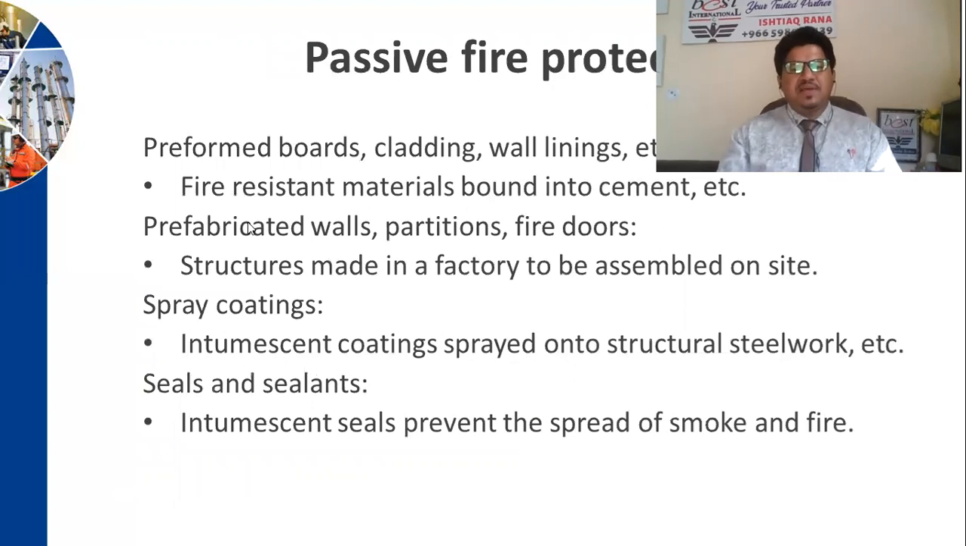Now, what is passive fire protection? It is preformed boards like cladding, wall linings, fire-resistant materials bound into cement, fabricated walls, partitions, fire doors, etc. Structures are made in a factory to be assembled on site, along with spray coatings, like cementitious coatings applied to the structure, steelwork, etc. Seals and sealants, like intumescent seals, can also be used to prevent the spread of smoke and fire.